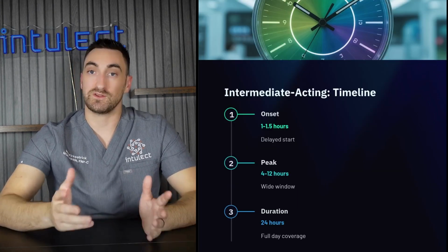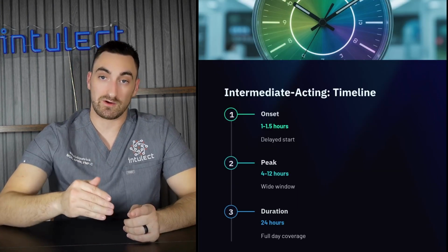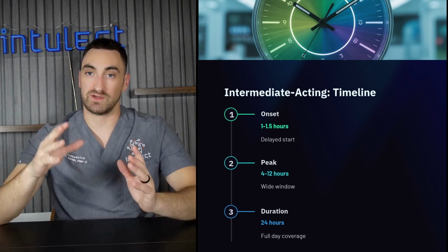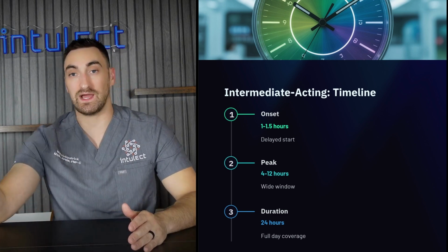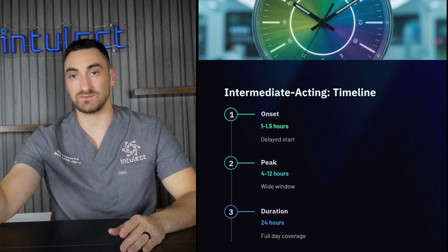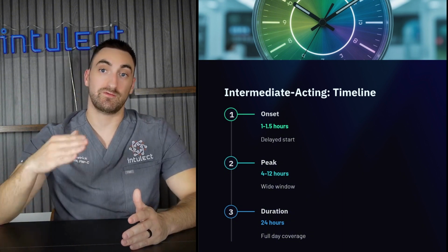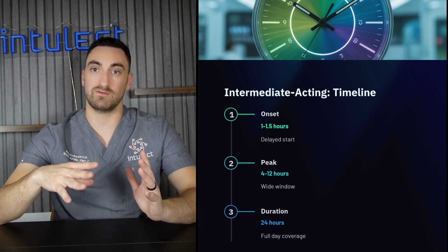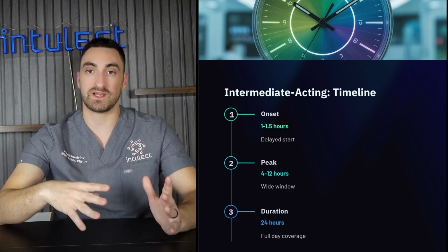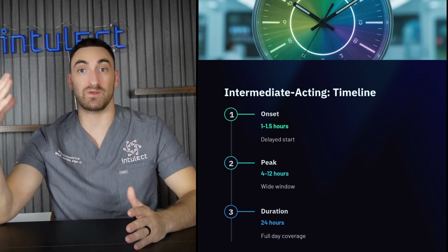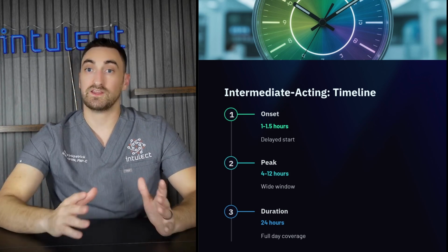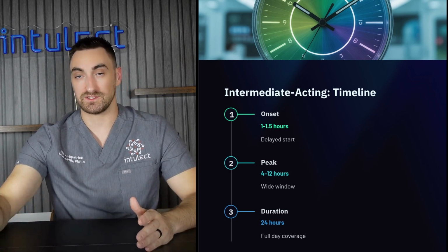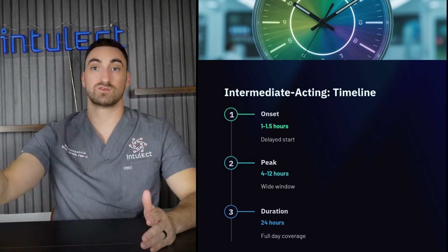So the onset with this takes about an hour to an hour and a half. When you give this insulin, it'll take about an hour and a half to actually start taking effect on the patient's blood sugar. And the peak is about 4 to 12 hours. So its maximum effect will take about 4 to 12 hours. From the time you give it, it could be 4 hours, it could be all the way to 12 hours for its max effect. And then the duration is 24 hours. So when you give it, it has an effect for 24 hours.